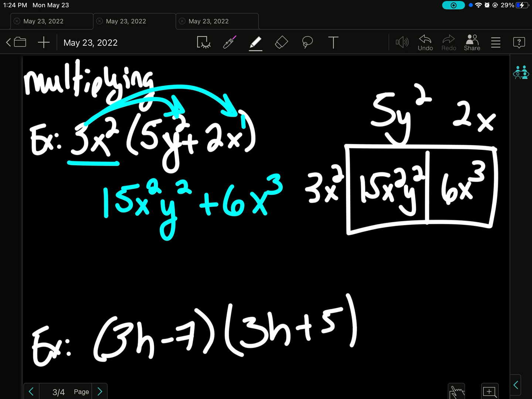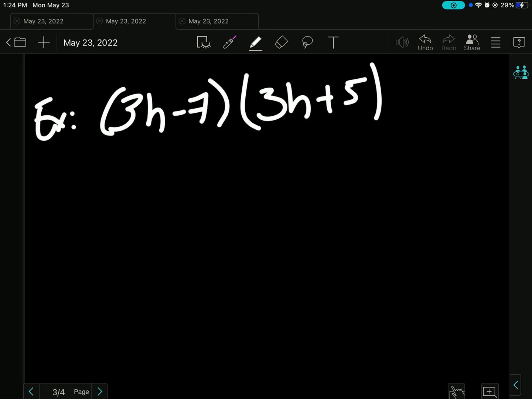Again, feel free to pause if you need to. We're going to go ahead and move on to this one. So you could use distribution or the FOIL method. You could do the first, the outside, the inside, and the last to multiply. But most of you preferred the box method when we were doing this.